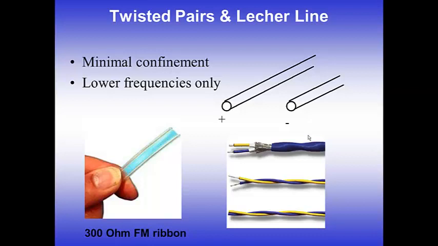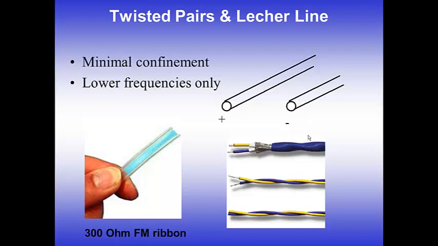A third kind of transmission line is either a twisted pair of conductors, as shown in the bottom right, or a nice perfectly parallel pair of conductors, which is often called a Lecher line. So the twisted pair is actually very common in data communications, in things like the Ethernet. So you may have heard of a UTP cable, for example, which stands for unshielded twisted pair.